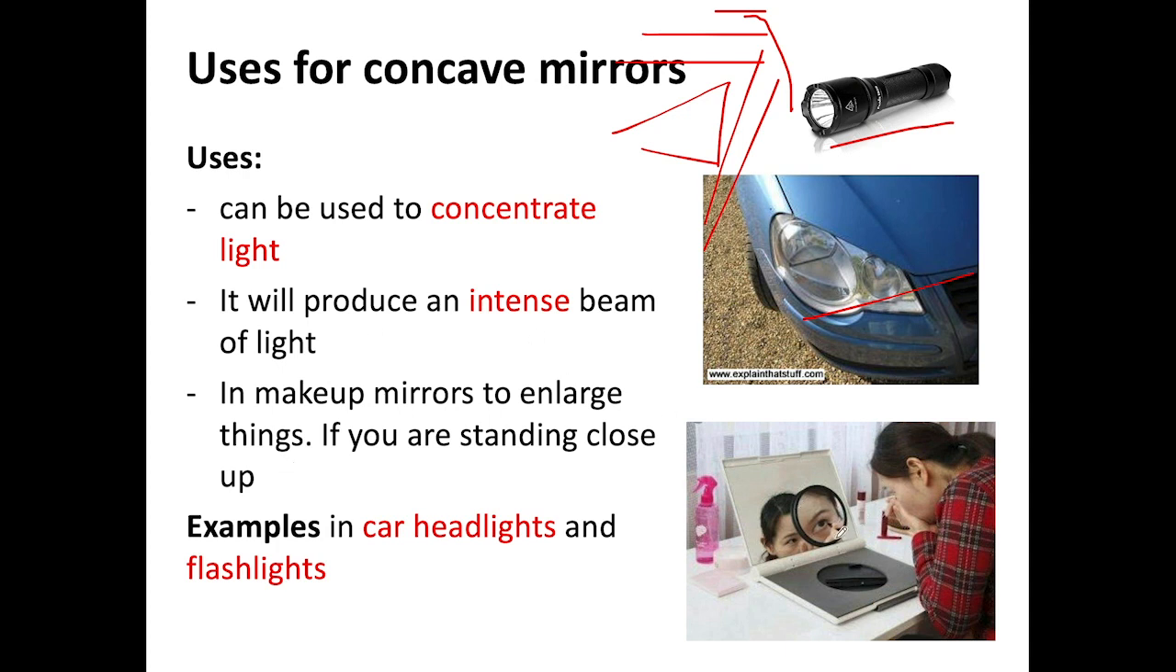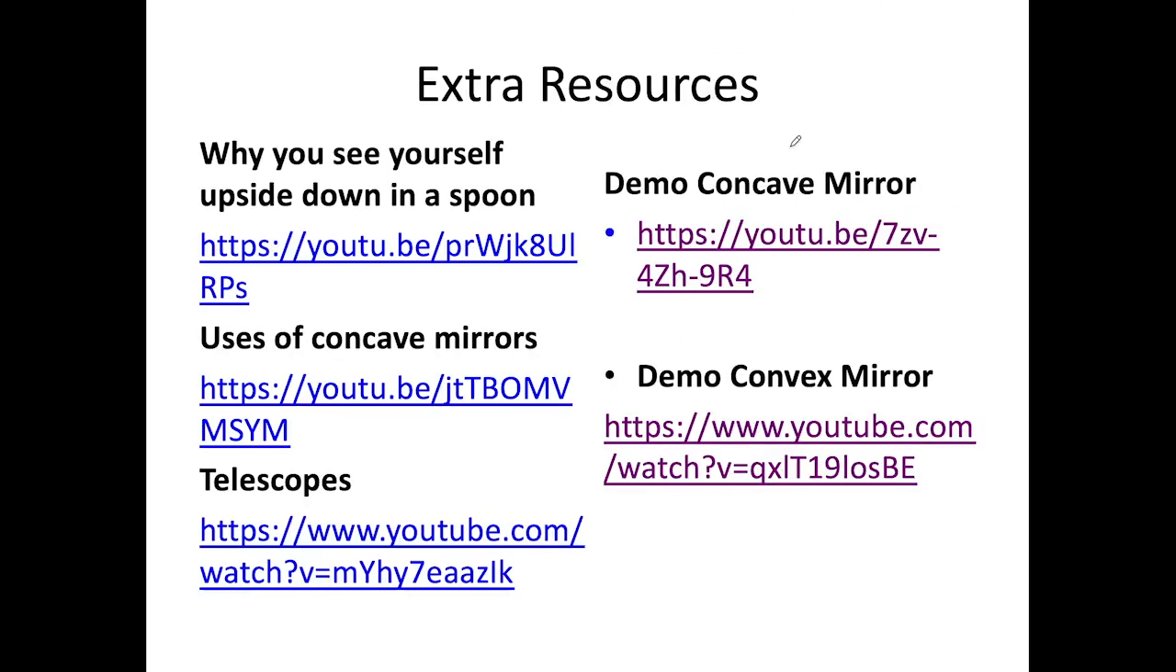We use these things in makeup mirrors to enlarge things. So lots of makeup mirrors have a concave side to make sure that you can see what you're doing. If you don't want to poke your eye out, that's not good. So car headlights, flashlights, makeup mirrors. If you go to the dentist, they would use a concave mirror. Its purpose is again to enlarge, or it could be used to redirect light.